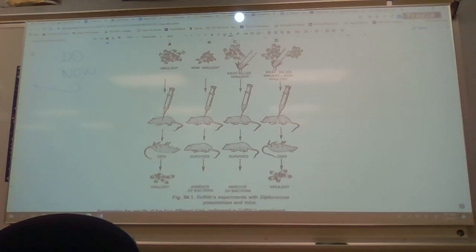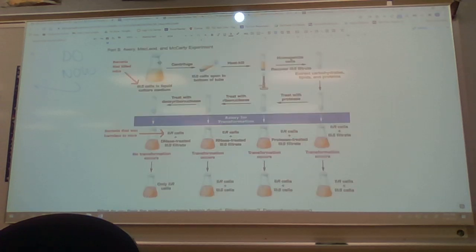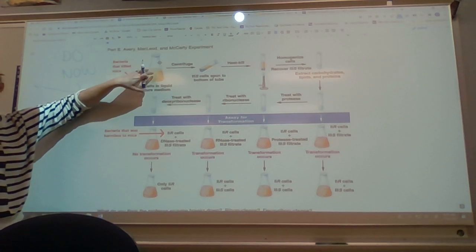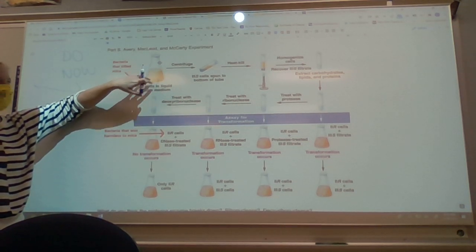And I know we started talking about this experiment, but I know we didn't finish yet. So, take a look at part B. This looks like a pretty complicated diagram. We're starting with that same virulent bacteria from Griffith's experiment.